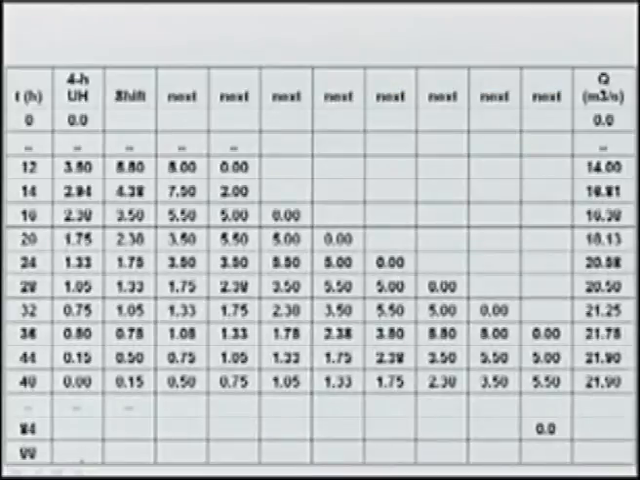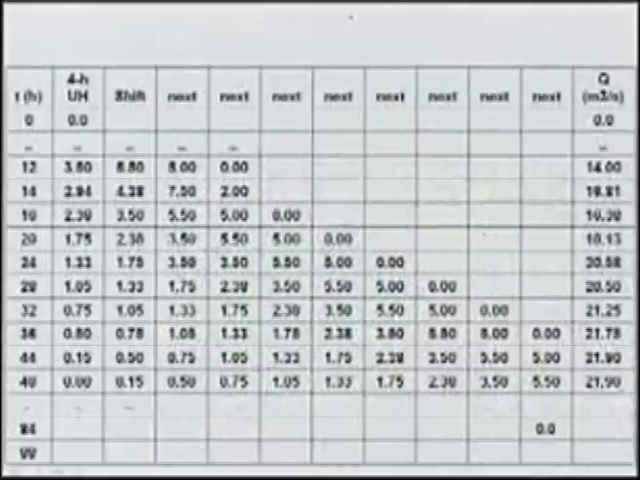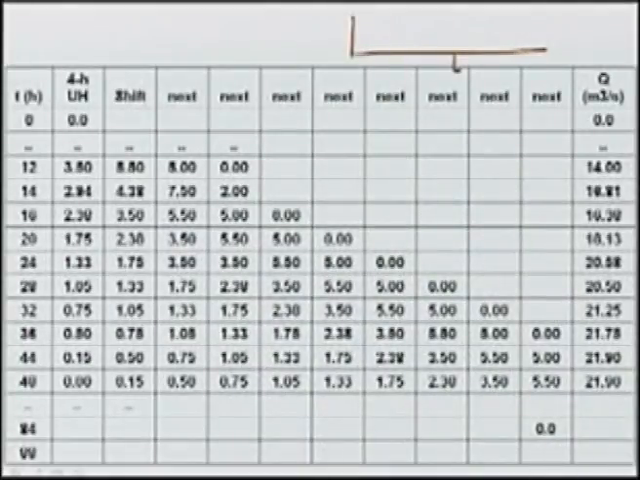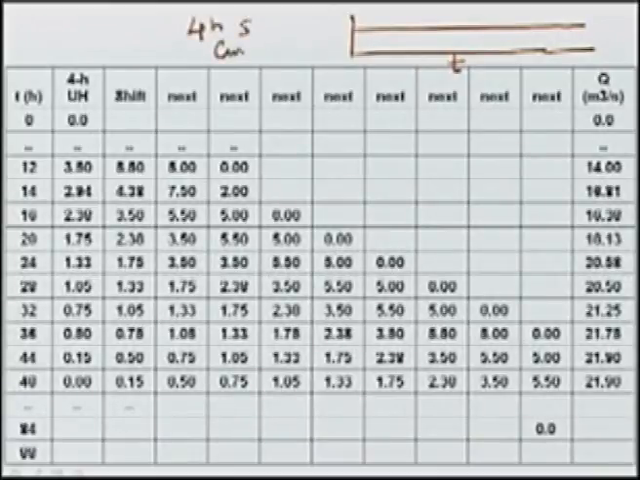But for any other duration which is not a multiple of 4 hours, let us say we want a unit hydrograph for 6 hour duration, or we want 3 hour duration or 2 hour duration, then we cannot directly use this principle and we have to use what is known as the S curve. The S curve indicates a rainfall of infinite duration. So, suppose we are talking about a 4 hour S curve, the intensity would be 1 by 4 centimeter per hour, but the duration will be infinite.